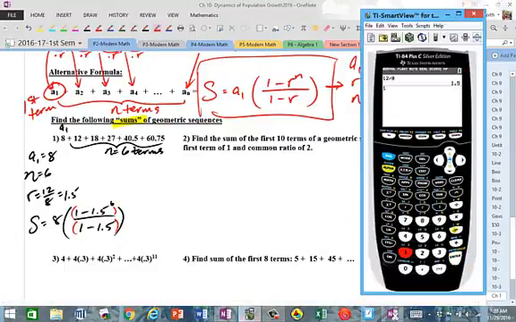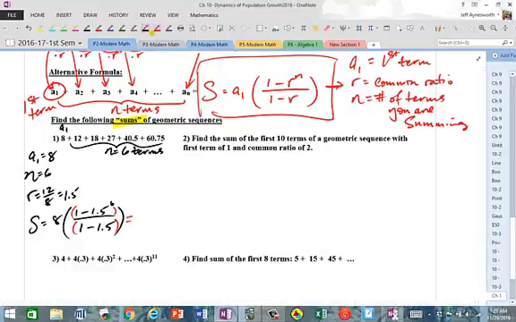Let's start off with the quantity here. So the quantity of 1 minus 1.5 raised to the 6th power. Get out of the exponent, close it off, divided by the quantity 1 minus 1.5. I get 20.78. We're not done yet. We're going to multiply this result times 8, and we get 166.25, which is the total sum of these terms.